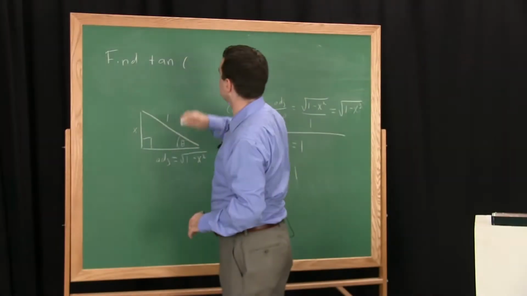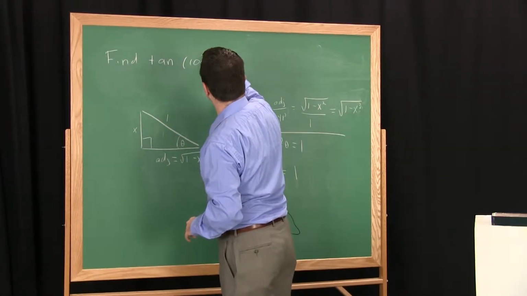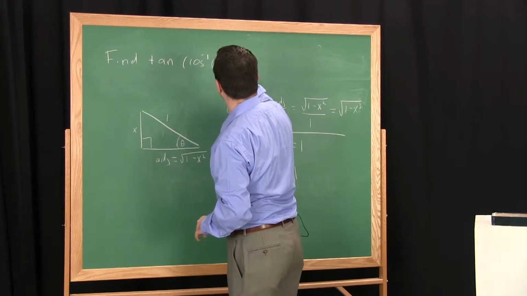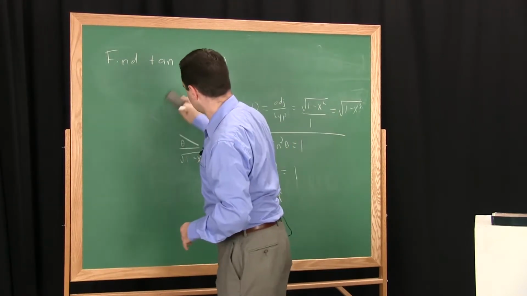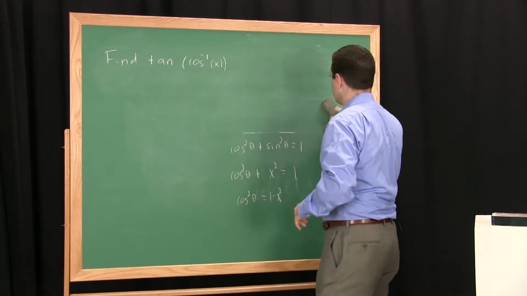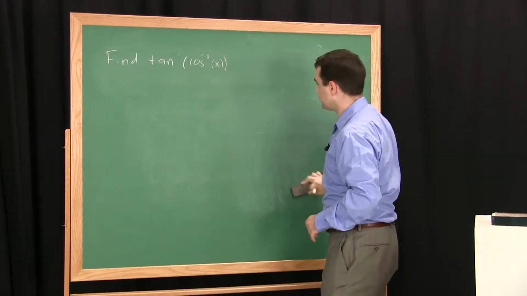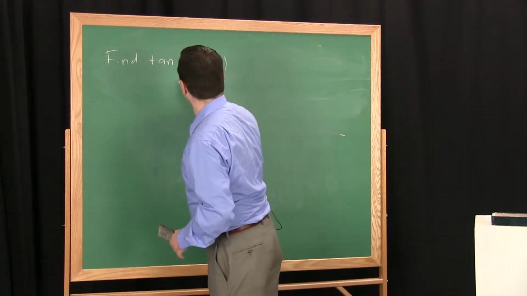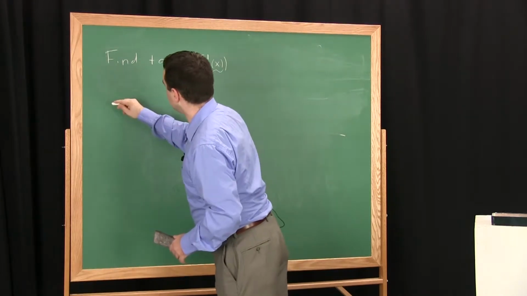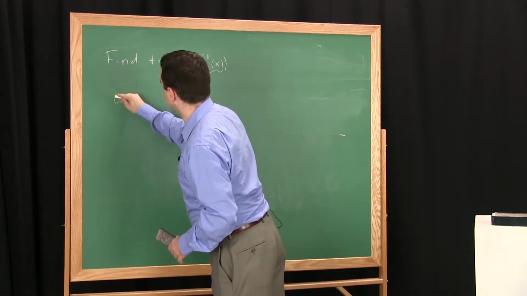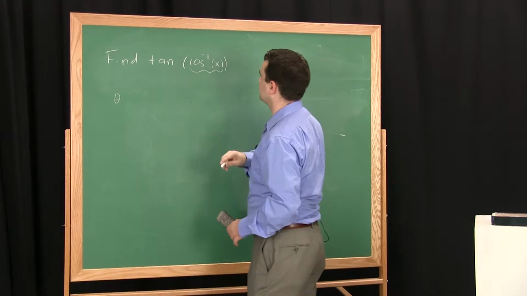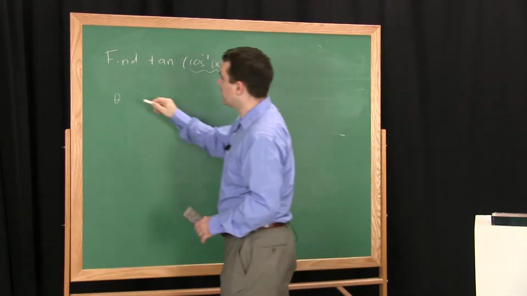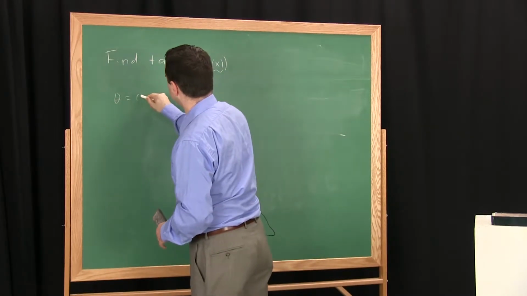Let's try out tangent of cosine inverse of x. And so how can you do this? Well, I want you to take the inside function there, cosine inverse. So x is a length, and cosine inverse takes a length and turns it into an angle. So you call that angle theta.